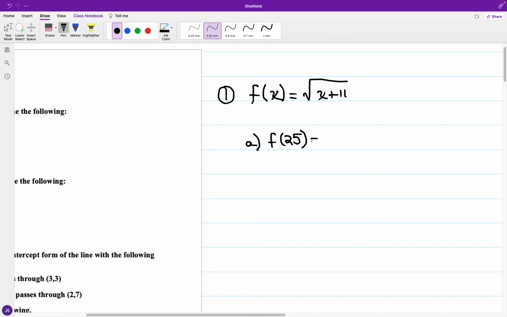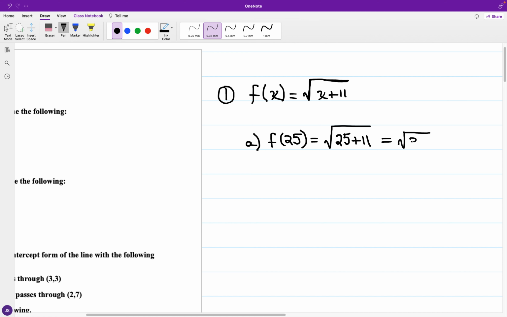In terms of the xy coordinate system, we have the x value at 25, and we have f at 25. That's in reference to the y value whenever x is set to 25. With the function y is equal to f of x, which is the square root of the input plus 11, with x at 25, y is equal to f of 25, which is equal to the square root of 25 plus 11.